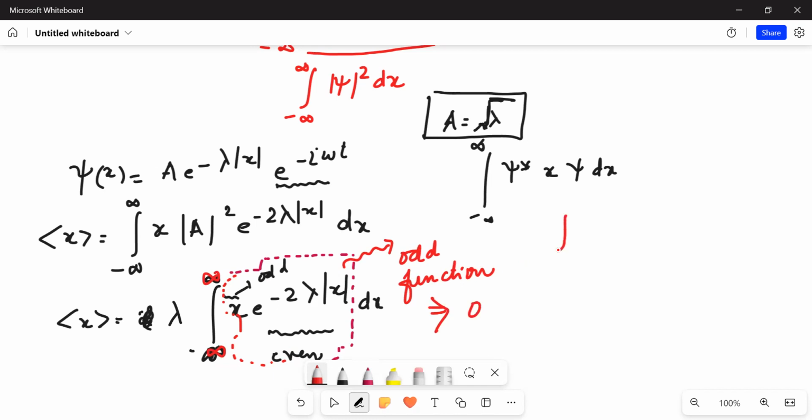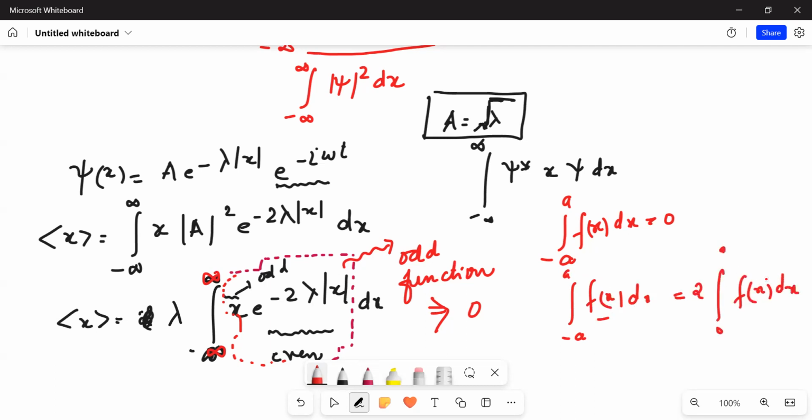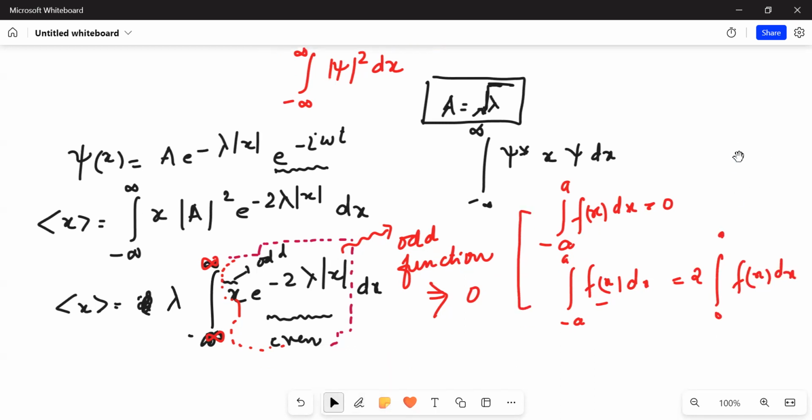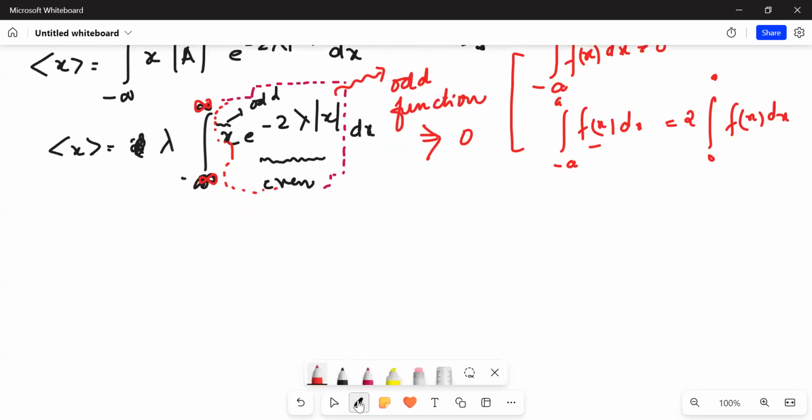Because you remember that if I integrate from minus a to a an odd function f of x, then this is 0. And if I integrate from minus a to plus a f of x dx, and your f of x is an even function, then this is 2 times the integral from 0 to a of f of x dx. This is something that you've already studied. So you know the expectation value of x would be simply 0.